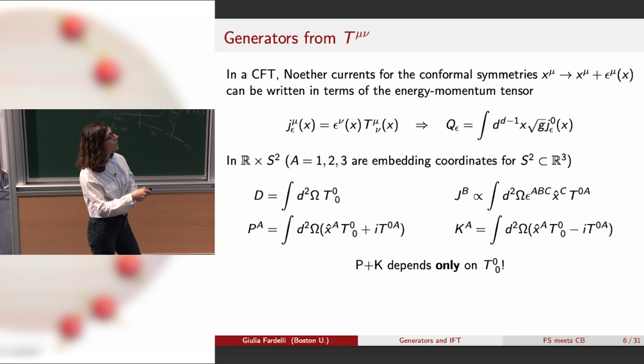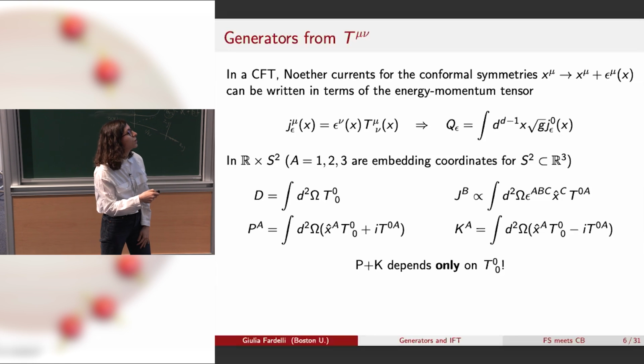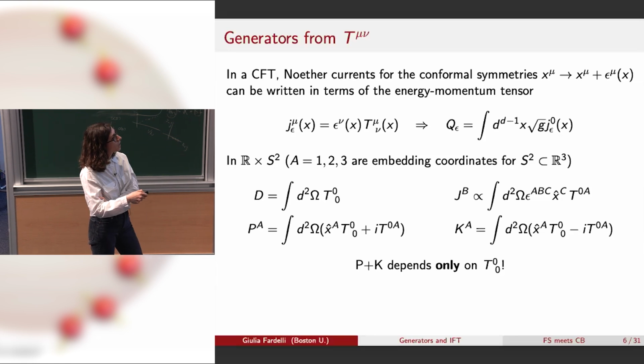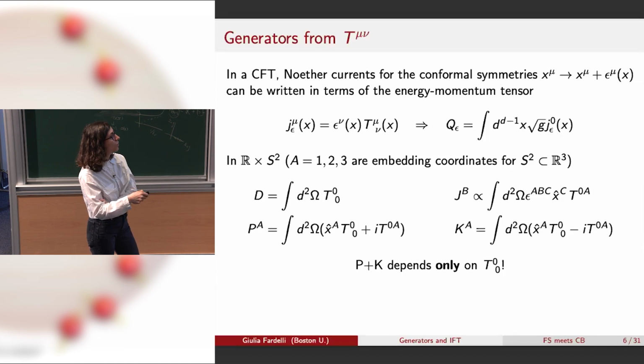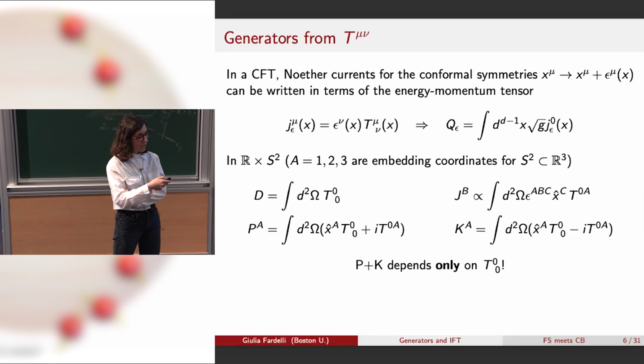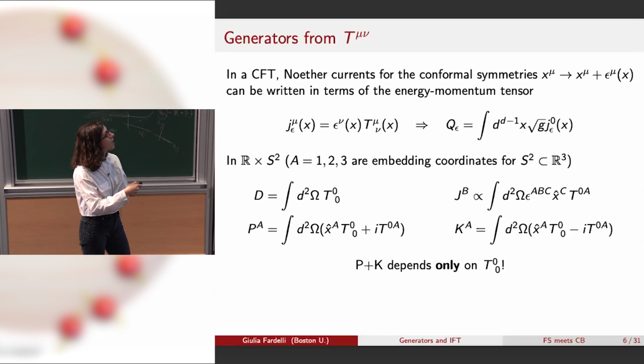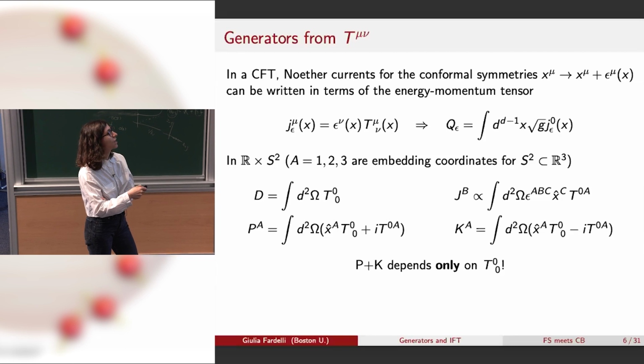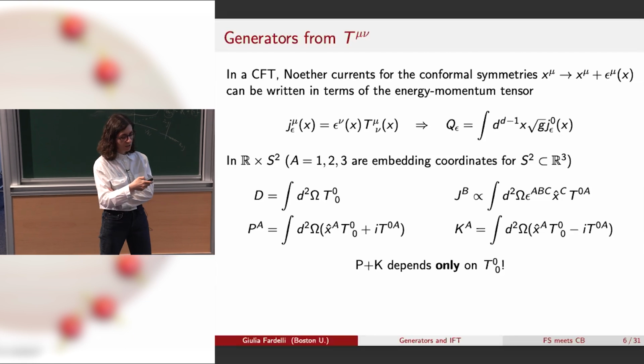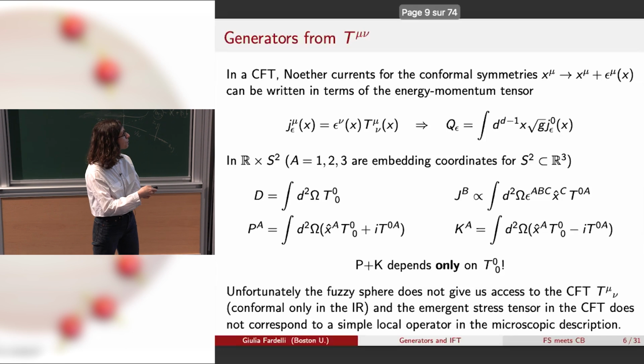So the generators of the conformal group are the dilatation, which is just the integral of T00. Then we have the generator of the SO(3) rotation, which is just an integral of x times T0a, so also including the spatial component. And then we have the translation and the special conformal transformation. Let me emphasize that the sum of these P and K just depends on T00, and this is going to be relevant in a second.